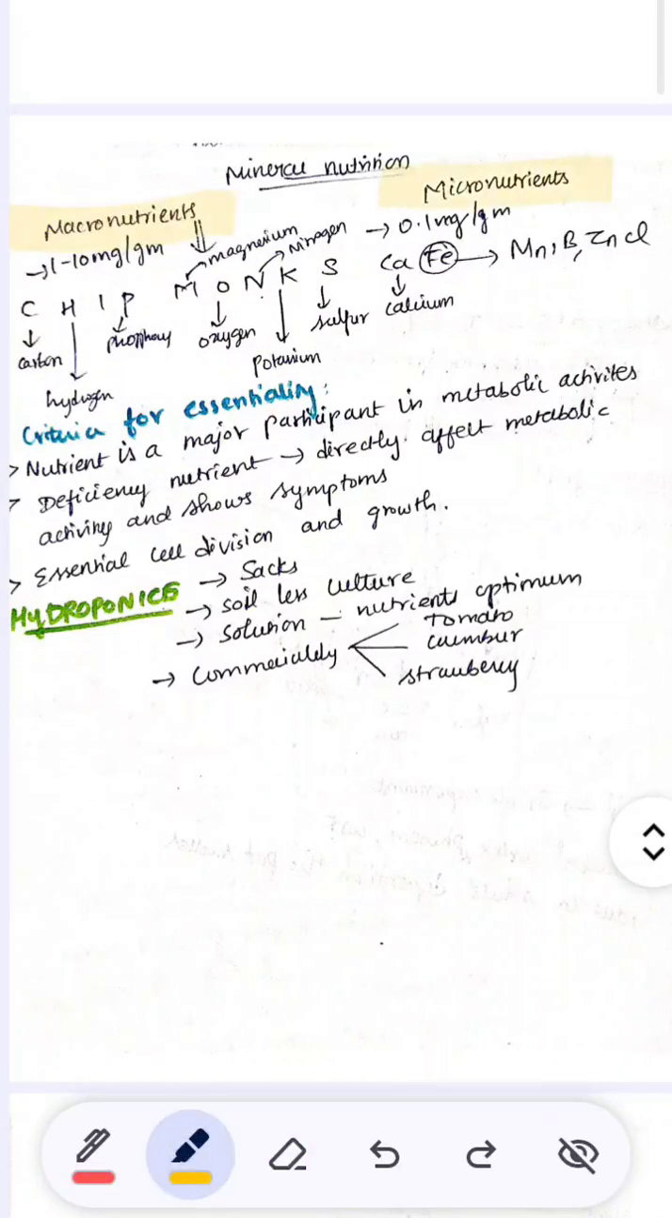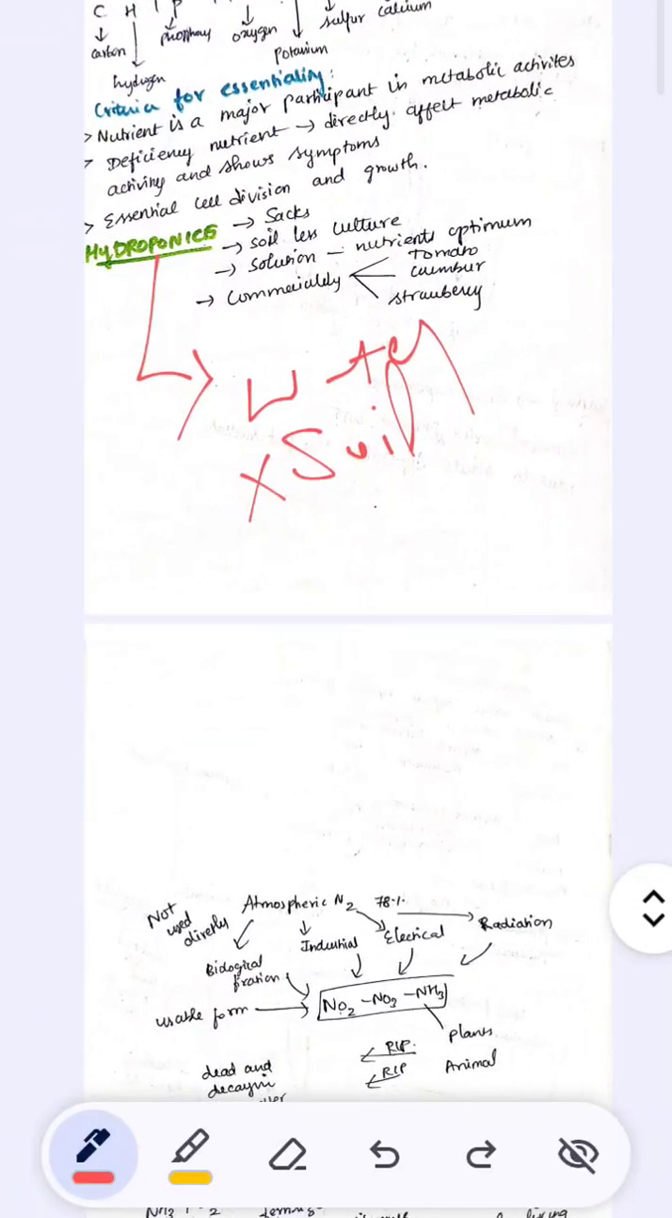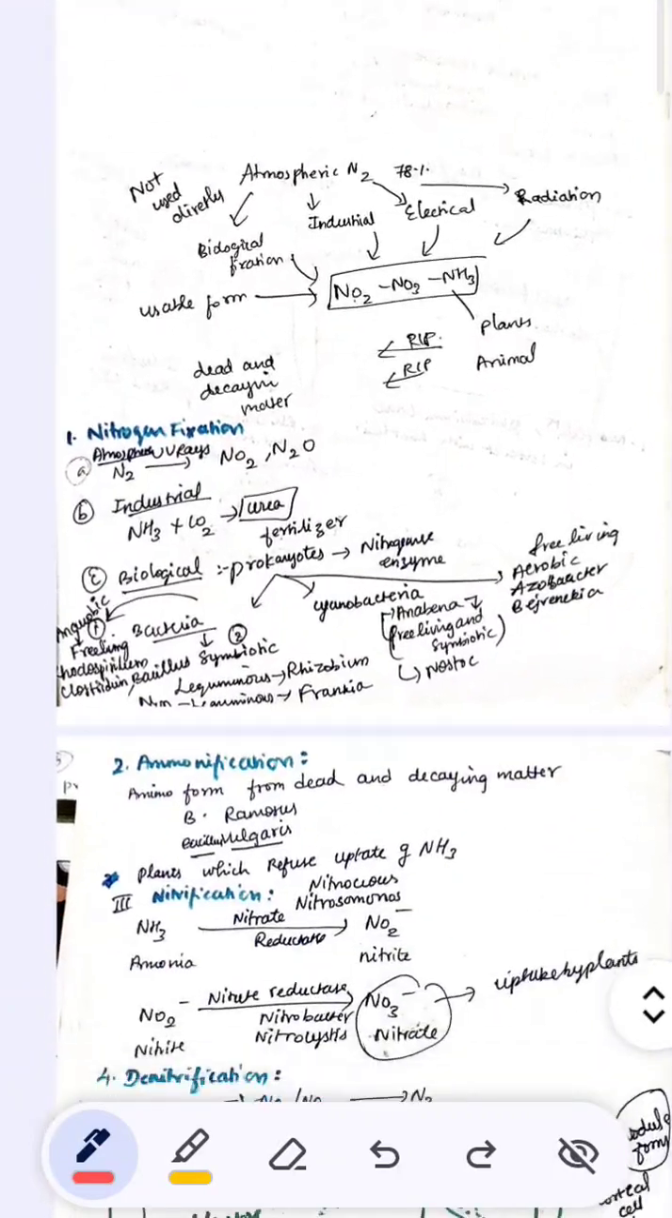Then the mineral nutrition, that is nutrition, can be of majorly two types. One is macro and another one is micro. Macro are those which are consumed in larger amounts, whereas the micronutrients can be consumed in smaller or trace amounts, minute amounts. Hydroponics is the technique where we use a medium made up of water, that is hydro, in the absence of soil to grow various plants. So that's the technique of hydroponics.